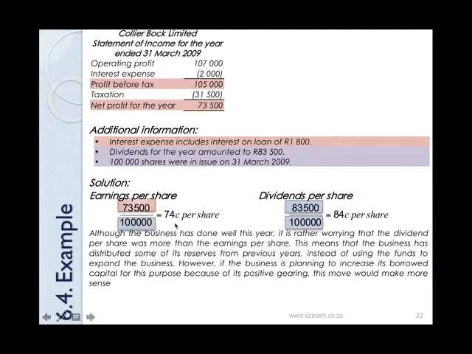Notice that your answer would have come out as 0,74. You simply need to move your decimal 2 places to convert it to an answer in cents. Remember also to show the cents. The dividends, however, you are told in the information that dividends of 83,500 were paid out. You show that over here above your 100,000 shares in issue, and that gives you an answer of 84 cents per share.